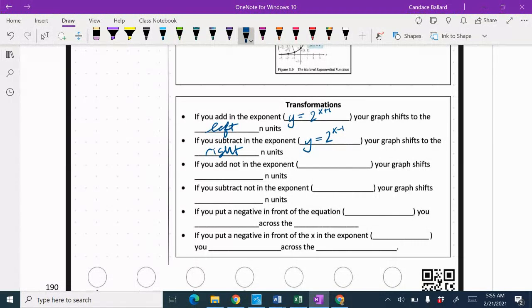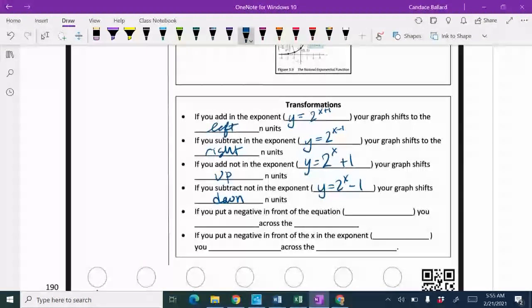If you add not in the exponent, as in you have something like y equals 2 to the x, plus 1, your graph shifts up. It's going to be a y movement. If you subtract not in the exponent, so y equals 2 to the x, minus 1, your graph shifts down, again a y movement.